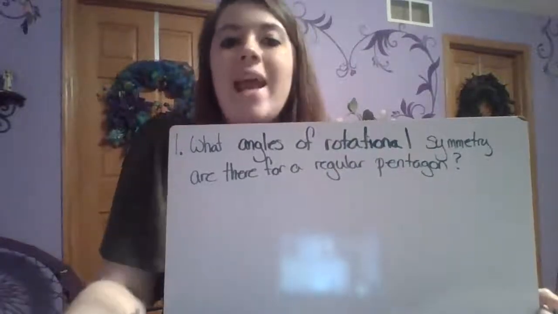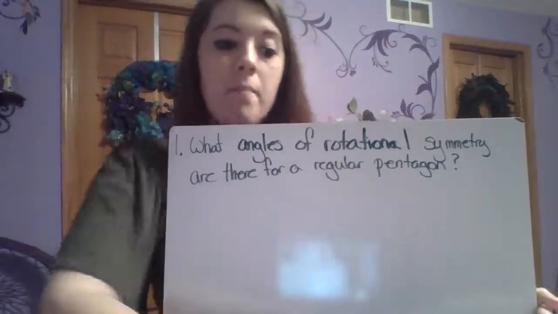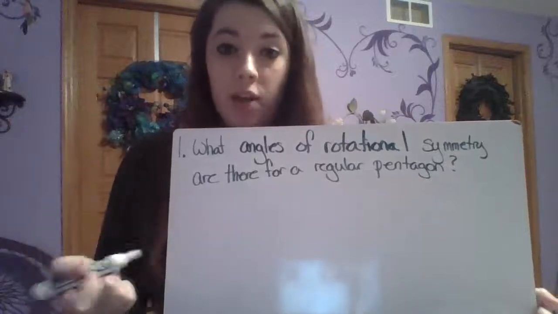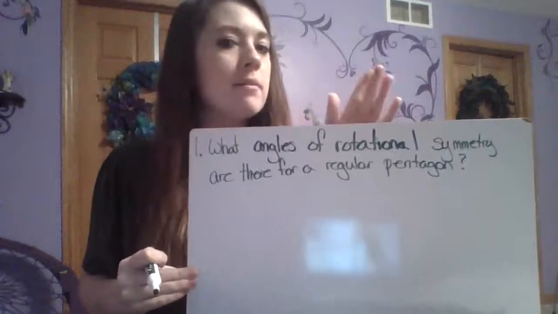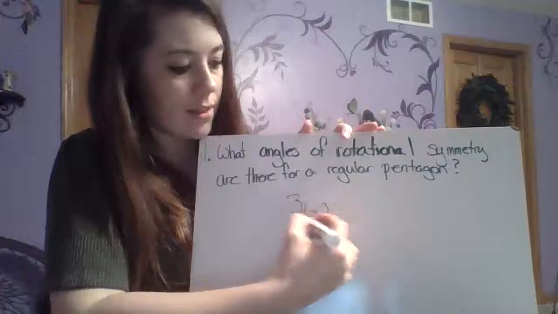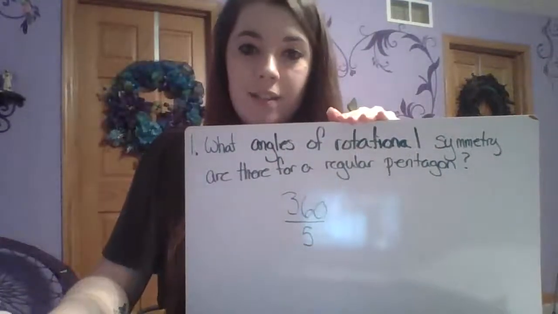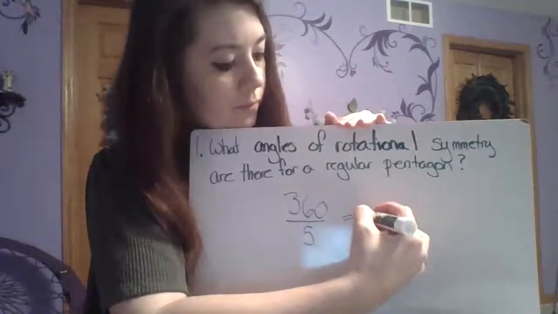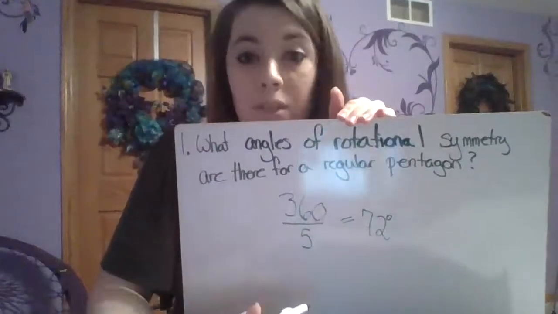So what angles of rotational symmetry are there for a regular pentagon? Remember, with regular figures, all we have to do is take 360 and divide it by the number of sides there are. A pentagon has 5 sides. So we're going to take 360 and divide it by 5, and we will get 72. So that means our answer for this one is multiples of 72.